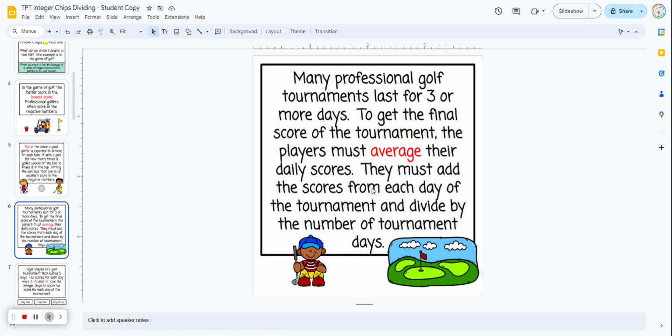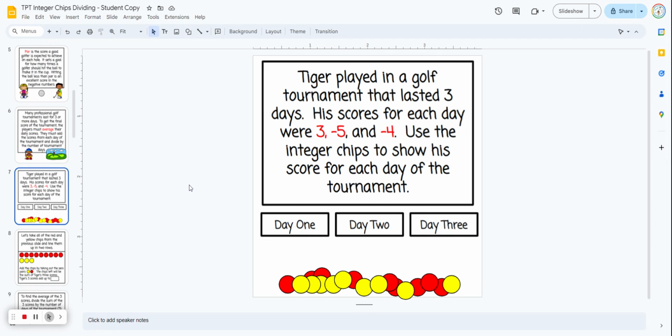And here it explains that they have to take the average by adding all of their scores together, which include negative numbers, and then dividing by the number of days in the tournament. So we're going to show how this works. So here's an example. Tiger played in a golf tournament that lasted 3 days, and these were his 3 scores.